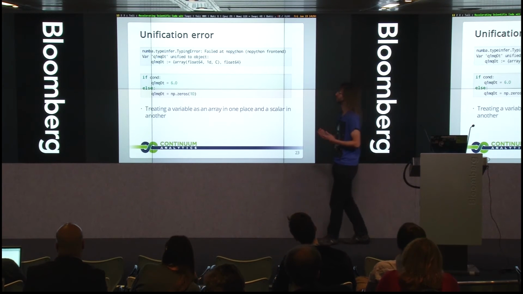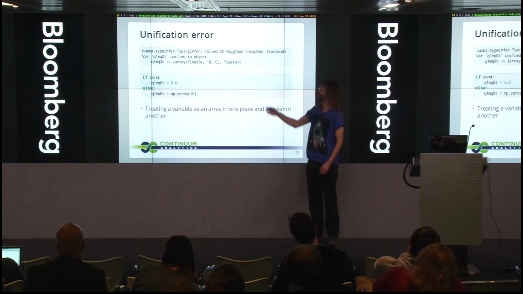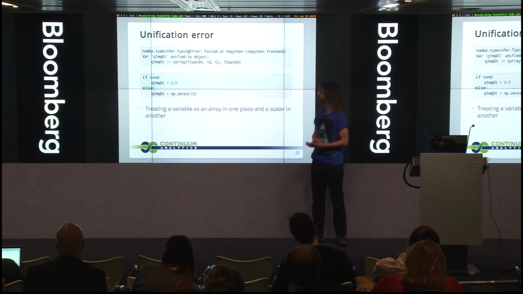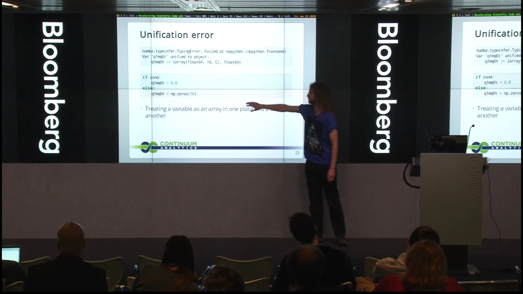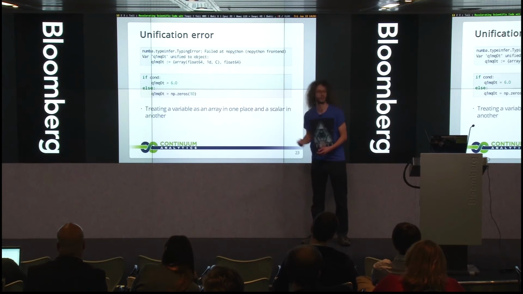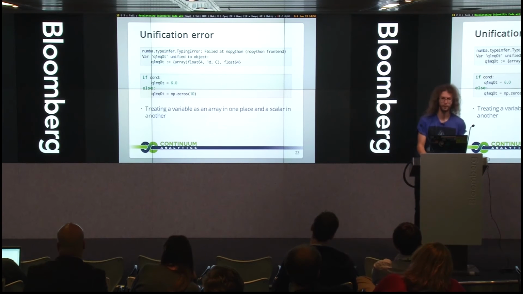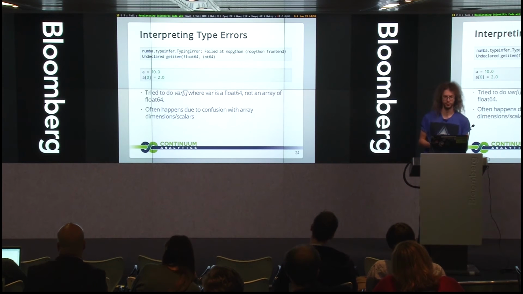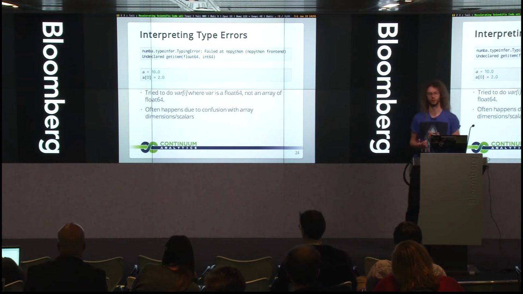Now what I'd done in this case was to treat this variable in one place as if it was an array, and in another place as if it was a scalar. So I'd done something functionally equivalent to this. And that was why it gave me that typing error. There's some other kinds of typing errors that you can get as well, which, when they occur, Numba tries to give you some kind of feedback about what the problem is.